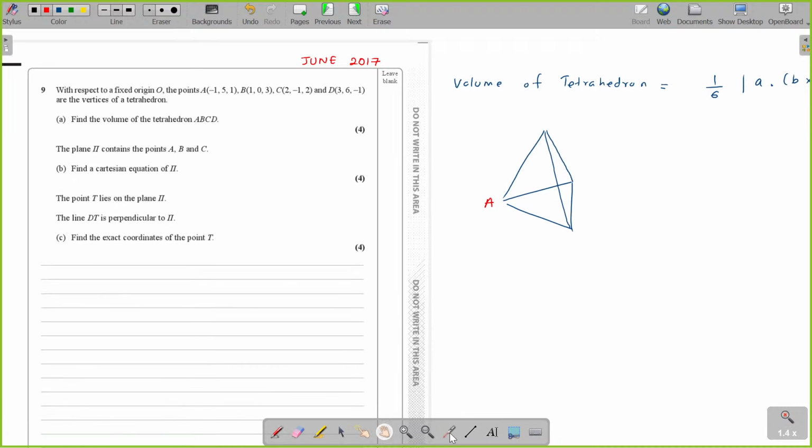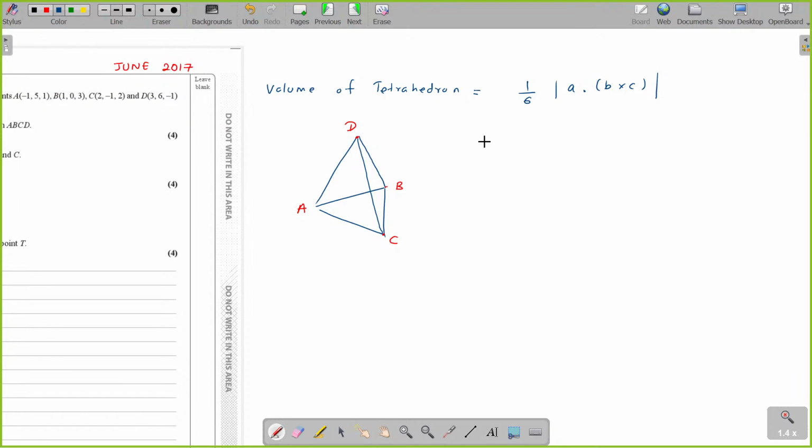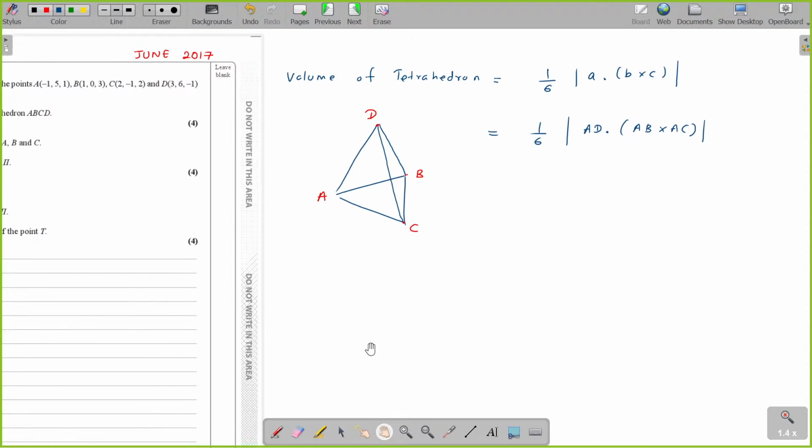I will just read part B. The plane contains the points A, B, C, which means I will put A, B, C down here and D at the top. How do we find the volume of a tetrahedron that looks like this? It will be 1/6 of modulus AD dot AB cross AC. AB cross AC gives you the area of the triangular base, and then you take the dot product with AD, and 1/6 of it gives you the volume of the tetrahedron. So all you have to do is get the AB vector, AD vector, and AC vector. Shall we find them? The points A, B, C, D are given to you.